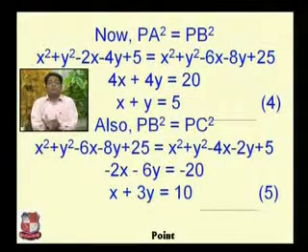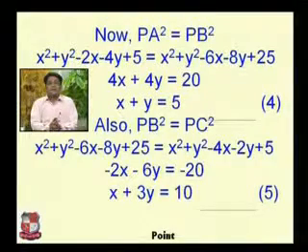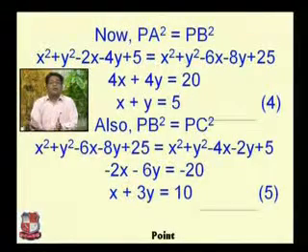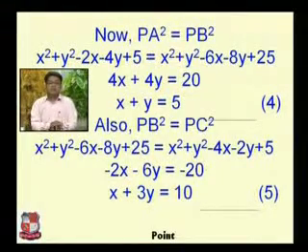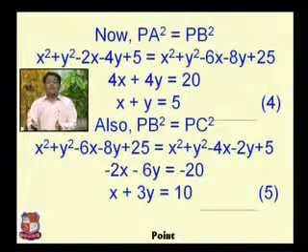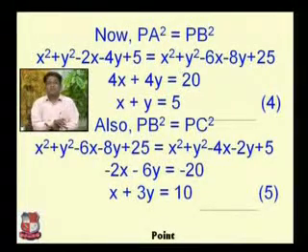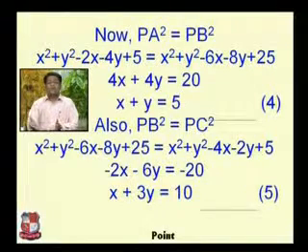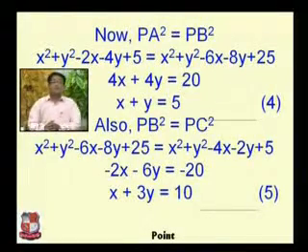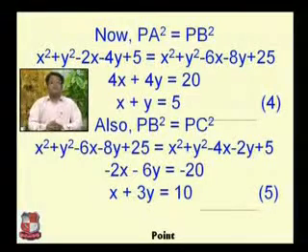Now on both sides x square plus y square are common. So minus 2x on the left hand side and minus 6x on the right hand side. So minus 6x goes to the left hand side, and we get 6x minus 2x, so we get 4x. And minus 8y also goes to the left hand side, so we get 8y minus 4y, so we get 4y. Now 5 goes to the right hand side, that means 25 minus 5. We get 20.